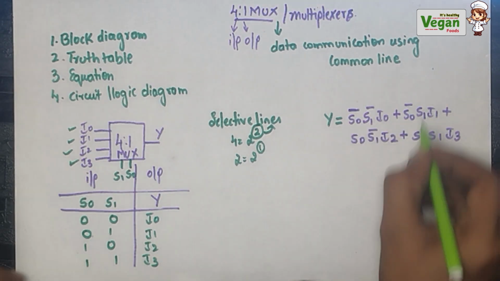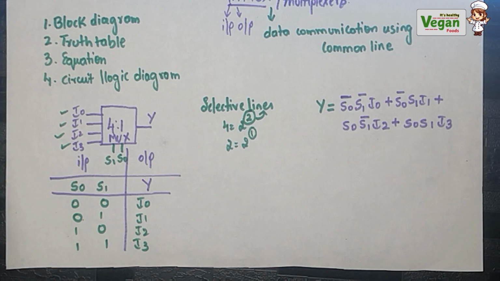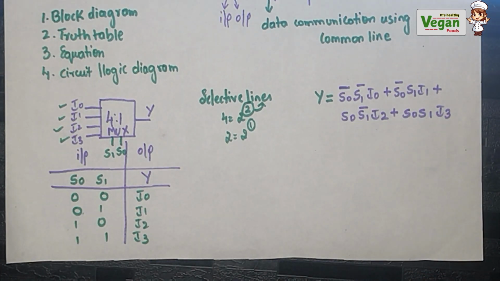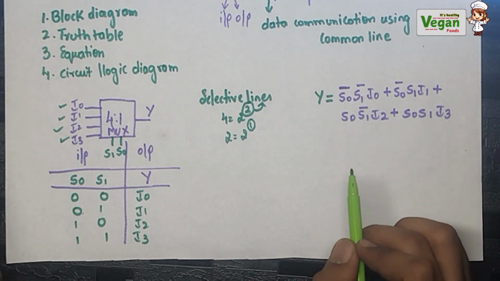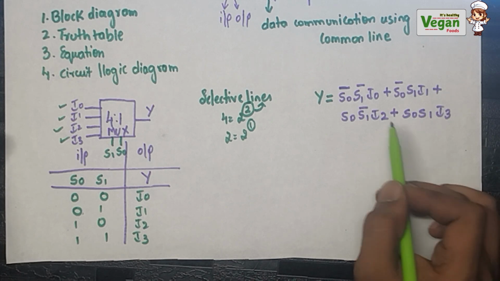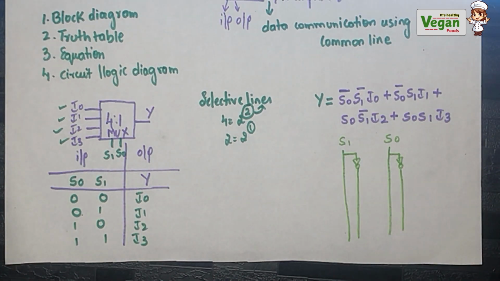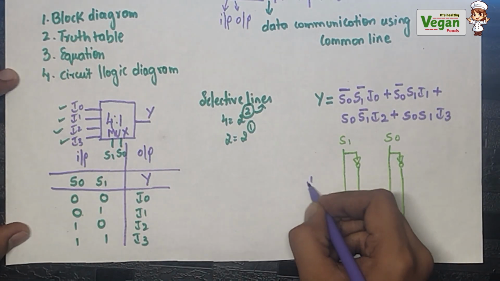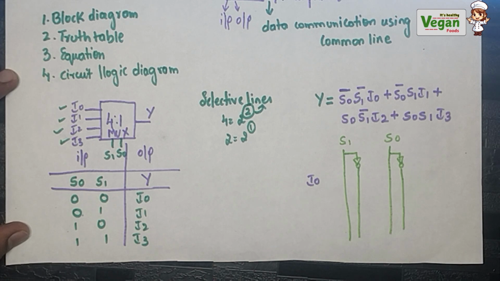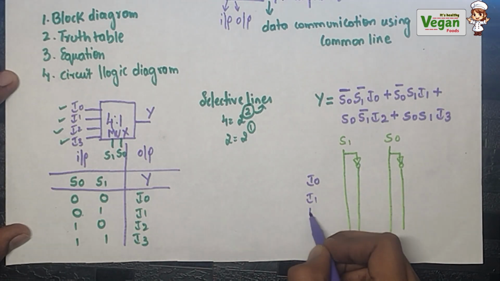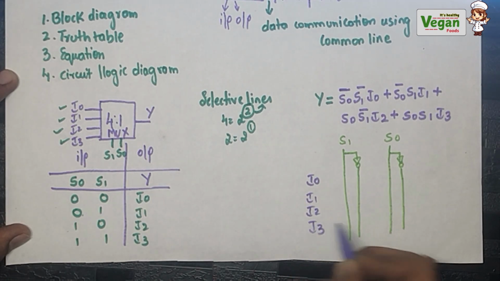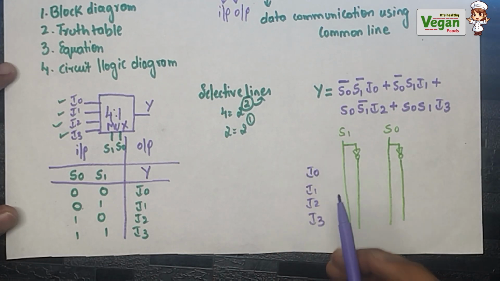Now using this equation we will be drawing the circuit diagram, which is the last step. So how to draw the circuit diagram? What are the inputs that we have used? S1, S0 and I0, I1, I2, I3. Bar means NOT gate. Using these we will compute the output Y.